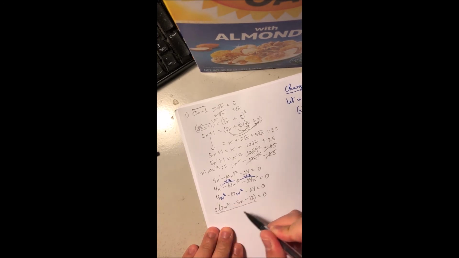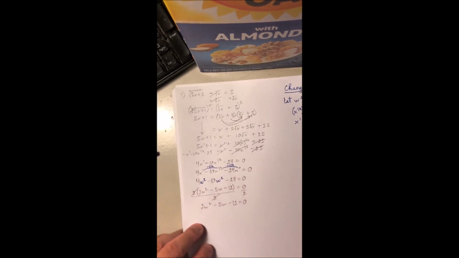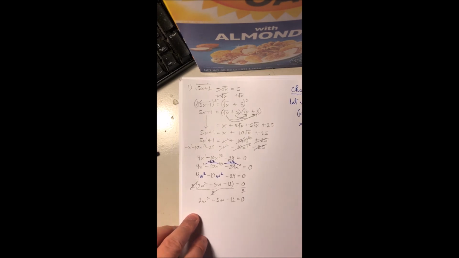Divide everything by 2. Sorry for my voice, I'm a little sick. Cancel out the 2 on the left. I'm left with 2w squared minus 5w minus 12 equals 0. I'm moving the paper around a lot, but I have to make sure I can write it properly.